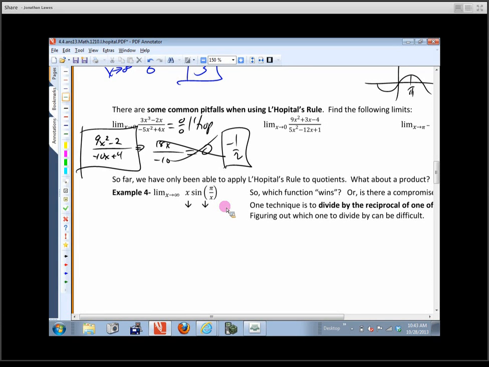That's the correct answer. Don't just blindly start using L'Hopital's rule over and over and over again. Okay? And people will see something like this and they'll say, oh, plug in a 0. Okay, I'm going to apply L'Hopital's rule and I'm going to get 18x squared plus 3x and 10x minus 12 and so forth. What's wrong with that?